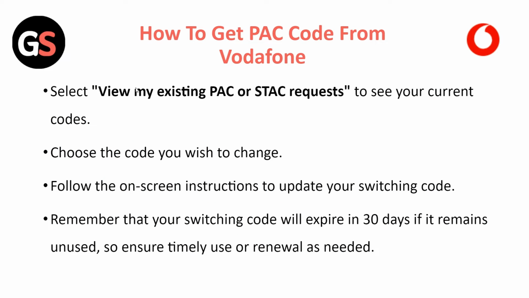Then after, we have to go to how to get a PAC code. Then we have to select view my existing PAC or a STAC request to see your current code. Choose the code you wish to change and follow the instructions to update your switching code. Remember that your switching code will expire in 30 days if it remains unused. So ensure timely use or renewal as needed.